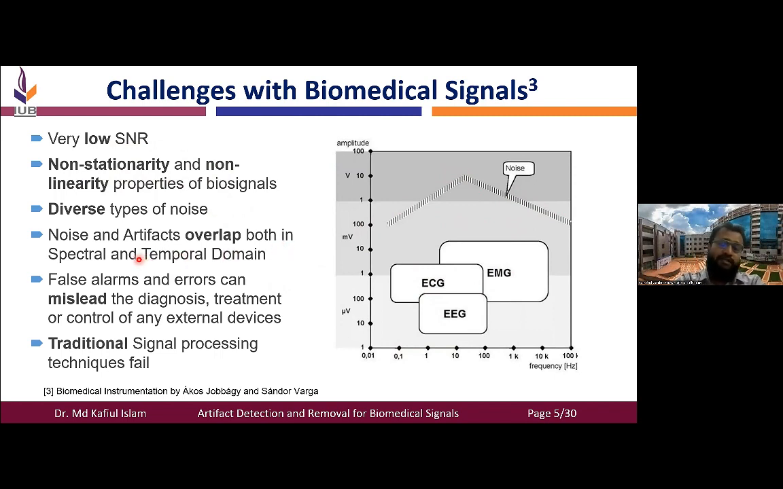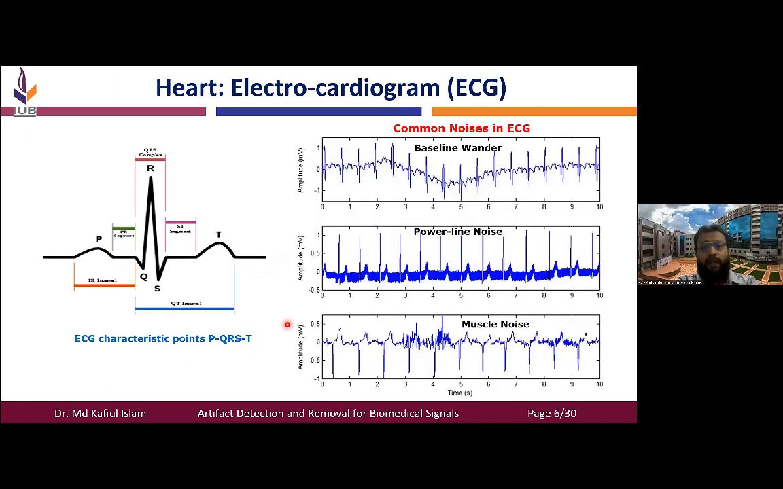And the worst scenario is that your noise artifacts overlap both in spectral and temporal domain with your signal of interest. Which means that traditional signal processing techniques or digital filtering will not work if they are overlapping in the spectral domain. And these artifacts or noises will lead to false alarms and errors, which can eventually mislead the diagnosis of any disease, or give you wrong information about the treatment or control of any external devices.